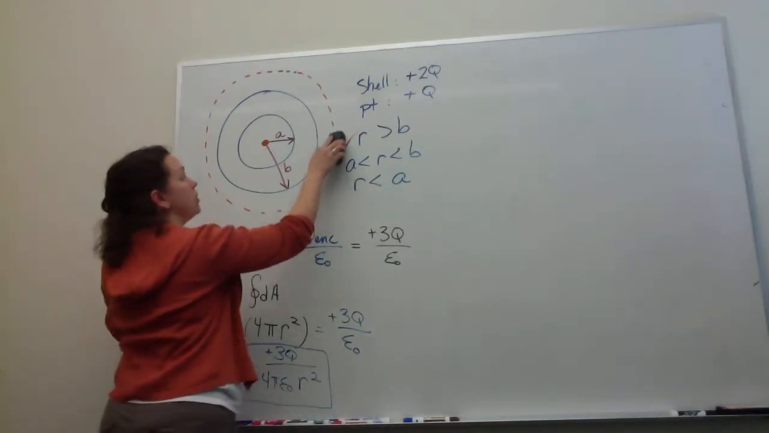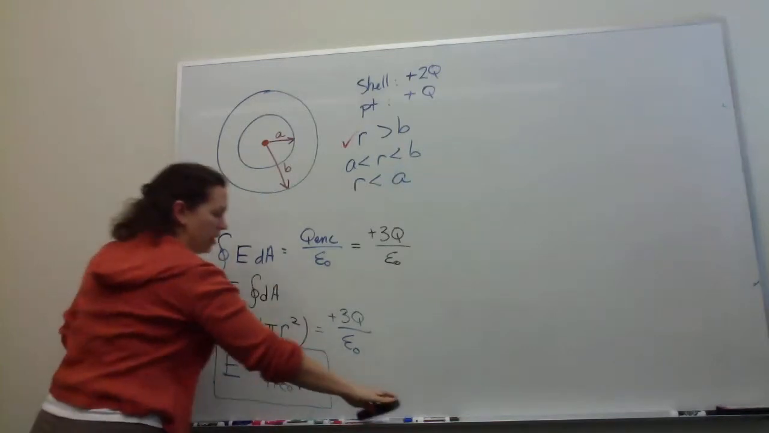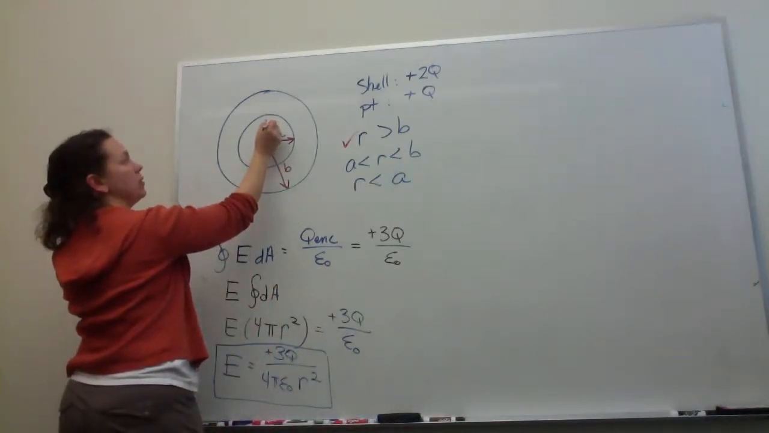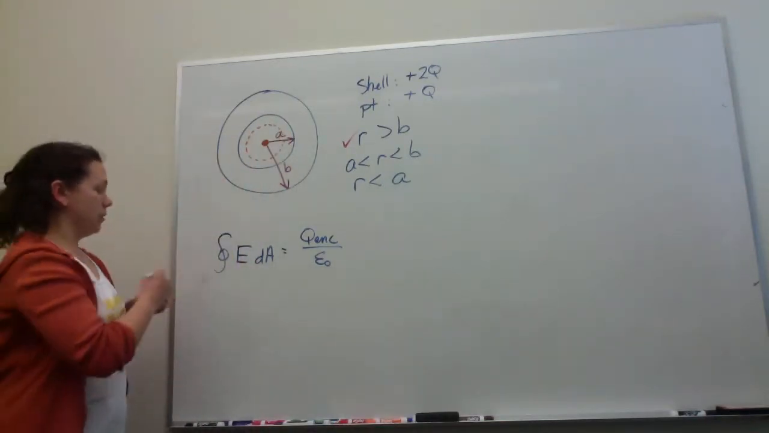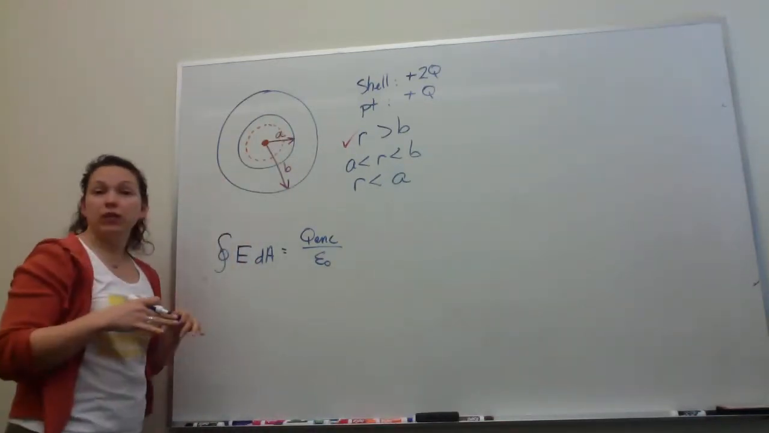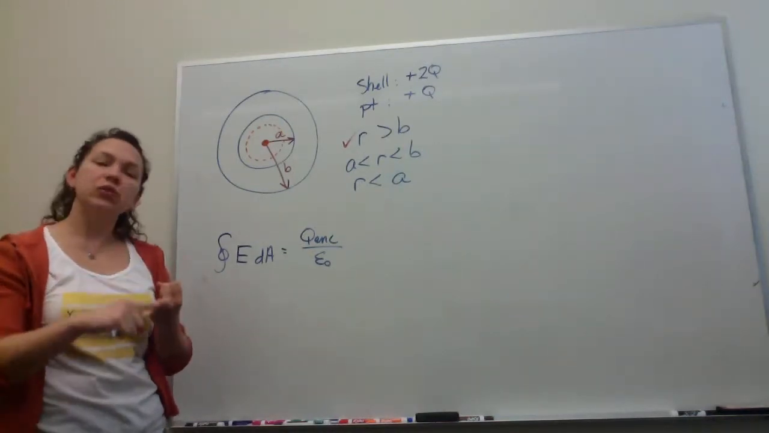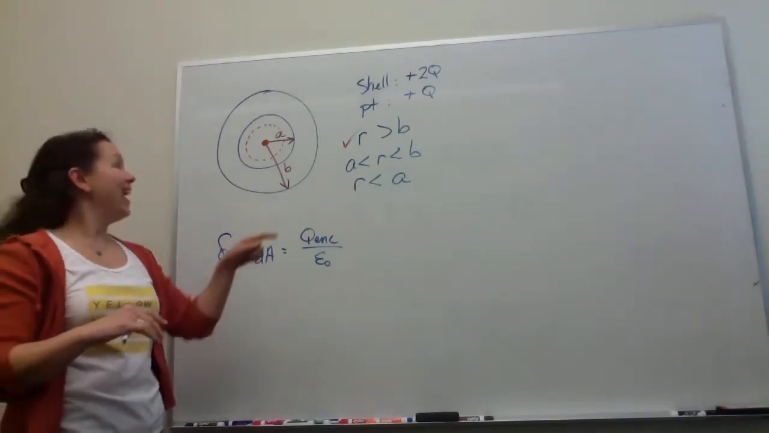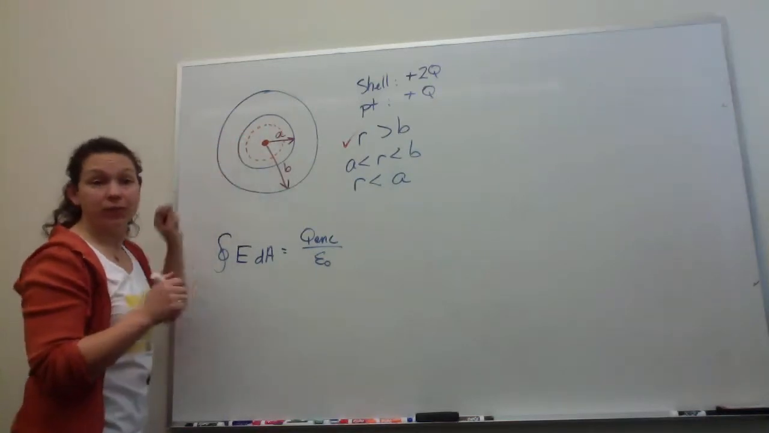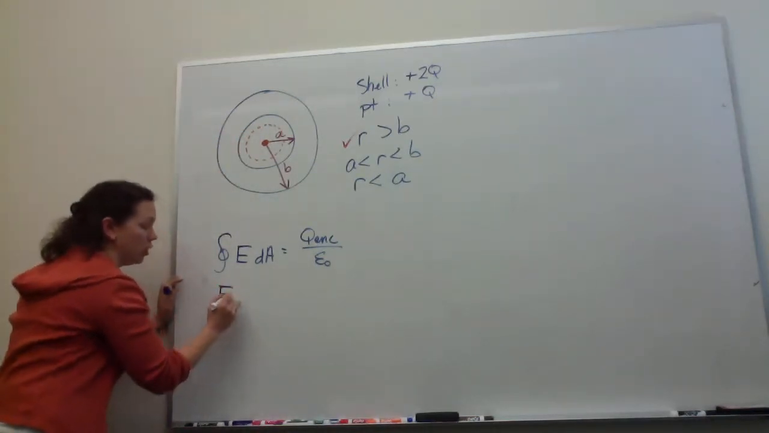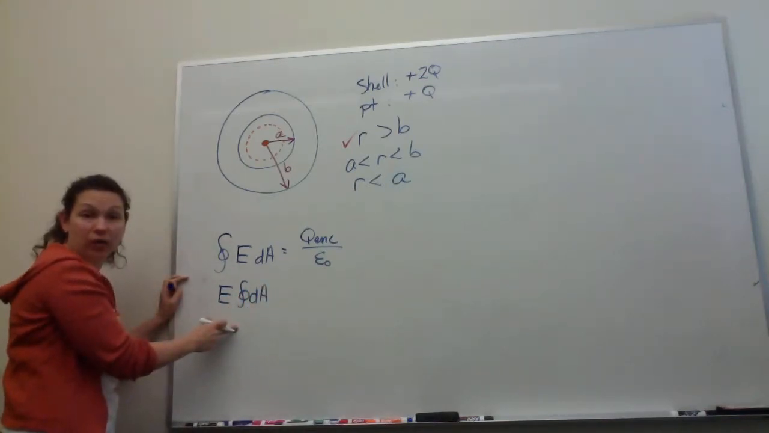Just because we're moving on, I'm going to erase my original Gaussian surface for here. Now, what about if I'm in here? In this case, we're still using this spherical symmetry. I get to pull the electric field out. I already know the surface area of a sphere, and I know what the net charge is inside this little sphere. So, pull the electric field out of the integral.